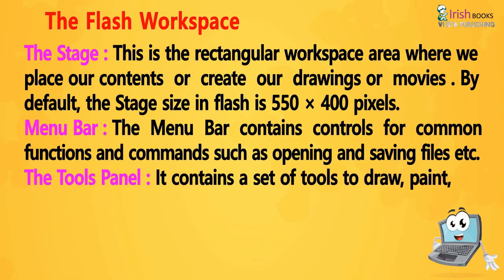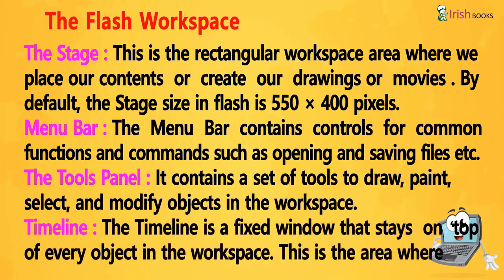The Flash workspace. The stage. This is the rectangular workspace area where we place our contents or create our drawings or movies. By default, the stage size in Flash is 550 by 400 pixels. Menu bar. The menu bar contains controls for common functions and commands such as opening and saving files, etc. The Tools panel. It contains a set of tools to draw, paint, select and modify objects in the workspace.